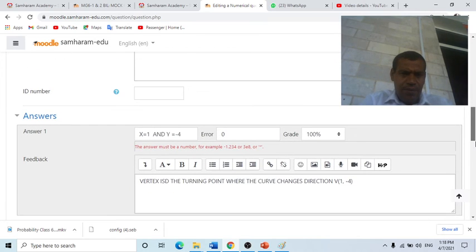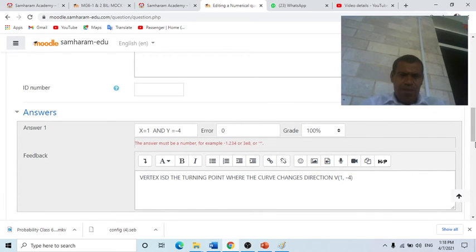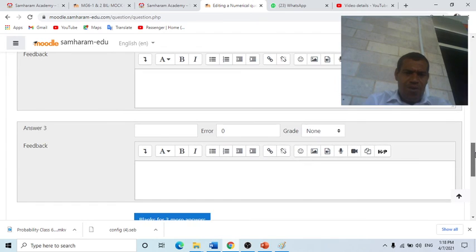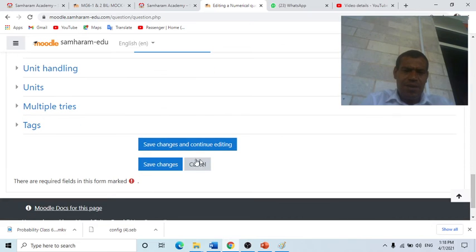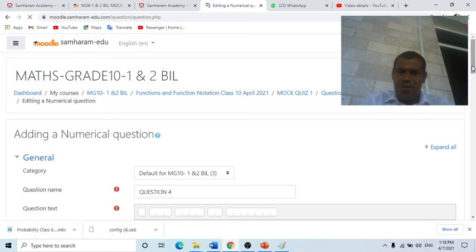What happened here? The answer must be a number, for example. Okay, so here in this one I will make x equal 1, and in the second one the answer I will make x equal 2, y equal negative 4. I will check this one. If not, we can, let's say, ignore this. I hope it works. No, it doesn't work.